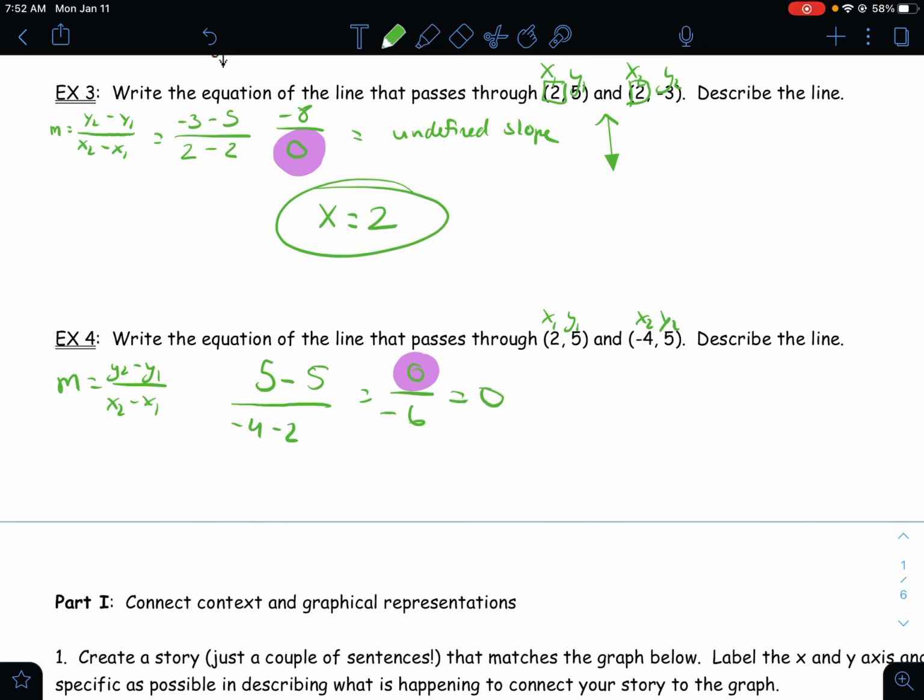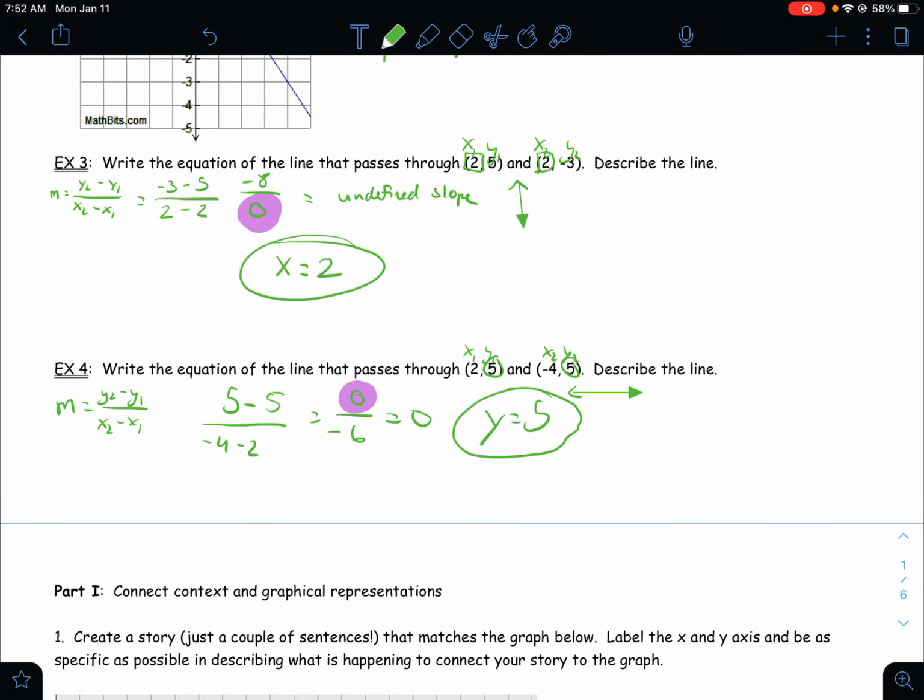All right. So when this happens, you're going to have a y equals. And that's because it goes side to side like that. That's a slope of 0. And you're just going to do y equals whatever y value they share. So y equals 5. All right. So that's just kind of a review of linear functions.